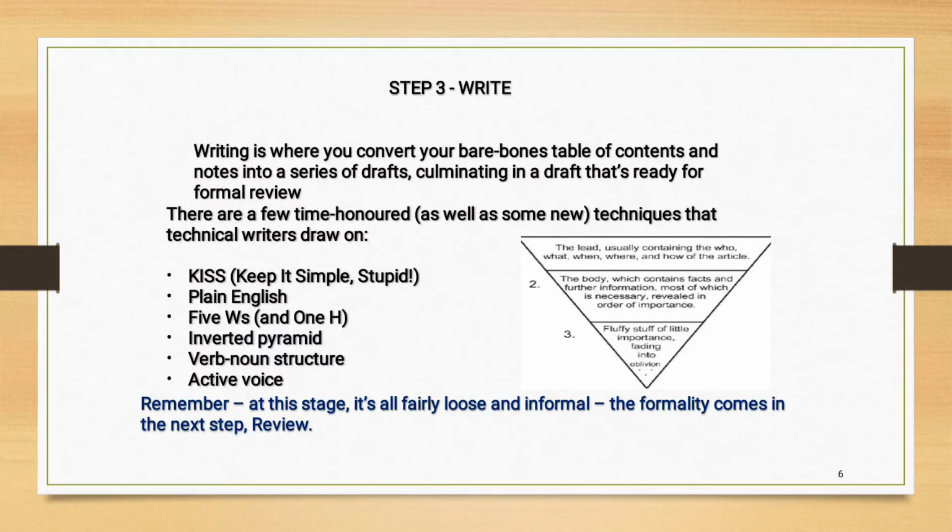So we are here at step 3, that is writing. The slide reads, writing is where you convert your bare bones table of contents and notes into a series of drafts, culminating in a draft that's ready for formal review. That means writing is the stage where your table of contents takes the shape of drafts and is ready for a formal review. And technical writing involves only 20 to 30% of the process, that is actual writing. The rest of the process involves planning, structuring, and reviewing the technical documents.